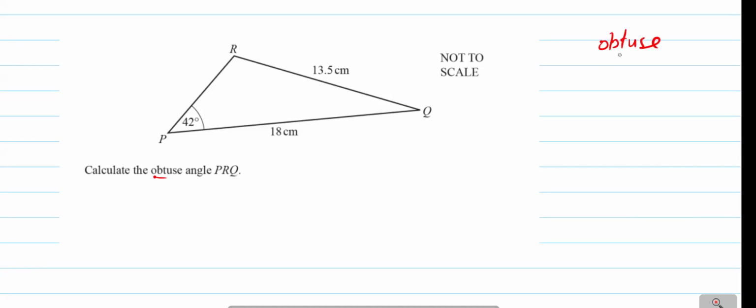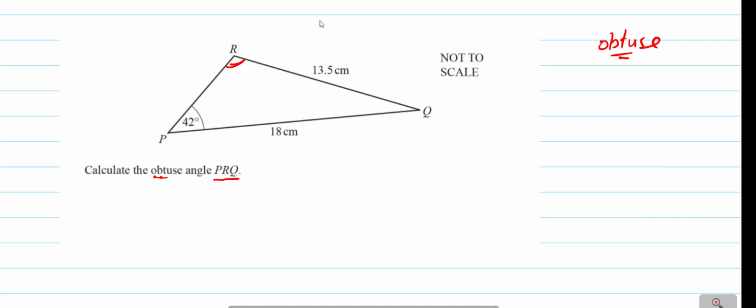Can I use Pythagoras on that? Why? What is the problem in that? Why can't I use Pythagoras? Because it is not a right angle triangle. We can only use Pythagoras for a right angle triangle. It is not a right angle triangle.